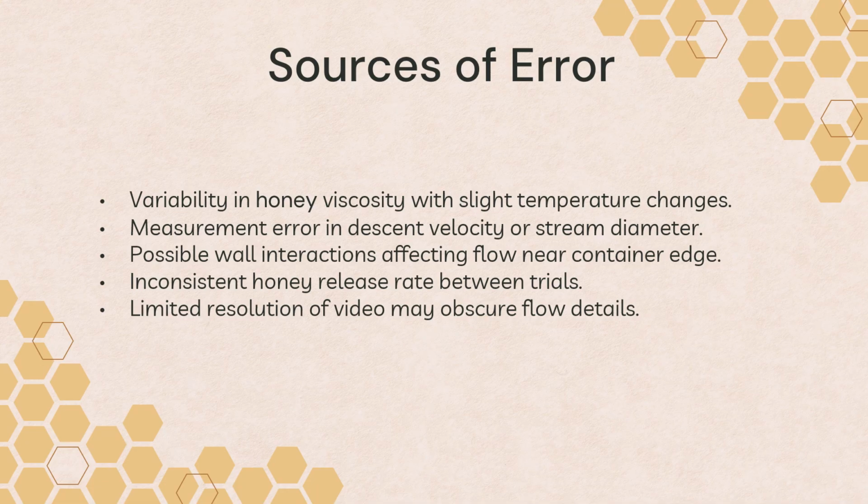If the honey got too close to the walls, it might have changed how it flowed or interacted with the water around it. Also, the way I released the honey wasn't always perfectly consistent. Sometimes it might have been slower or faster, depending on how steady my hand was. And lastly, the video I took didn't always show the clearest detail, which made it a bit harder to confidently observe transitions or subtle changes in flow.